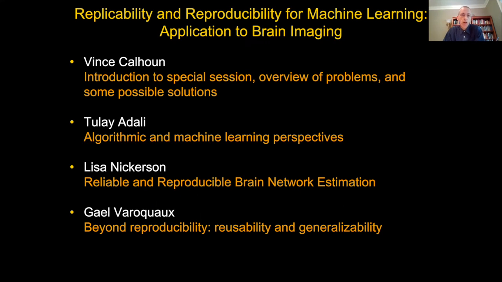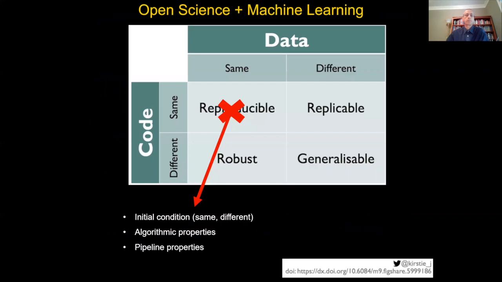There will be 4 talks. I'll give a few intro slides and some examples of different work that we've been doing. Tulay Adali will talk about algorithmic and machine learning perspectives in particular. Lisa Nickerson's going to delve into brain network estimation in more detail, and Gael Varoquaux is going to talk about going beyond reproducibility, looking at reusability and generalizability.